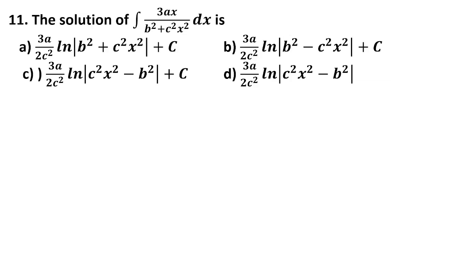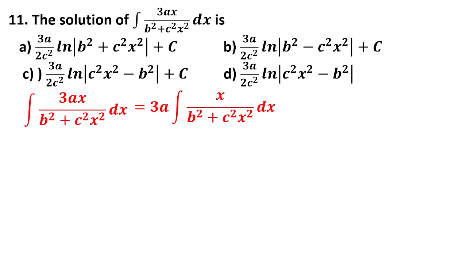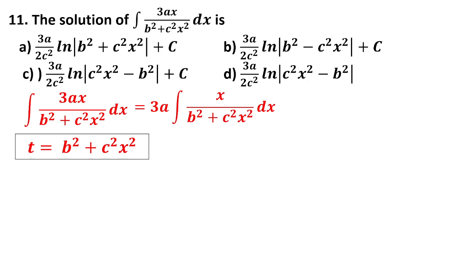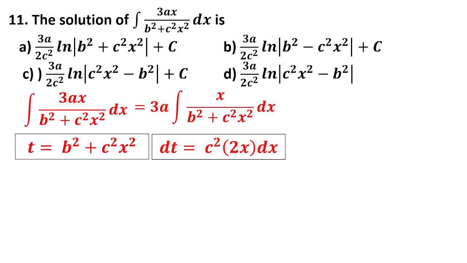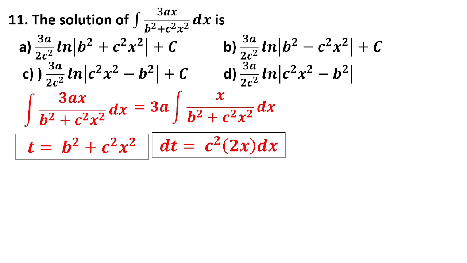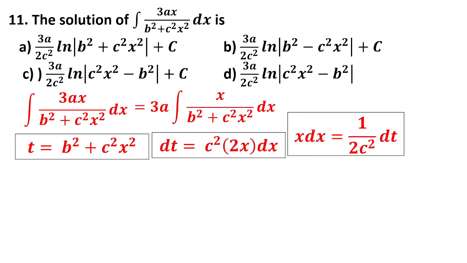Question number 11. This problem is to be done by the substitution process, because the differentiation of the denominator, that is x square, is 2x, and at least x is there in the numerator. But we have to try to do this problem by means of substitution. Therefore, I am taking t as the denominator. Therefore, I am getting dt. But in the numerator, I have only x dx. Therefore, this is x dx. Now, substitute everything over there.